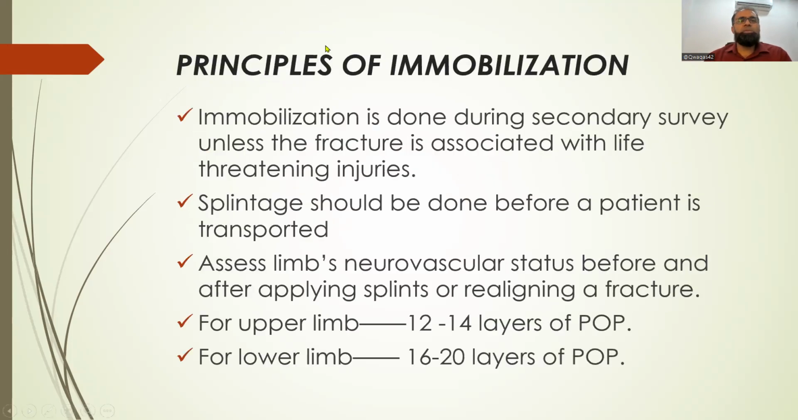What is the principle of immobilization? This is a very important thing. So, you immobilize the patient with a back slab. For upper limb, 12 to 14 layers. For lower limb, 16 to 20 layers. And after applying the back slab, you will again check the distal neurovascular status so that your slab is not impinging over any structure.